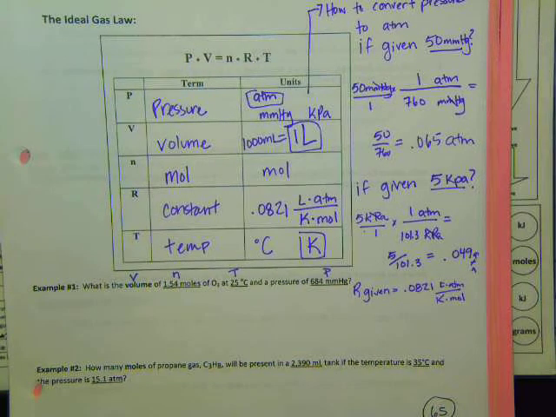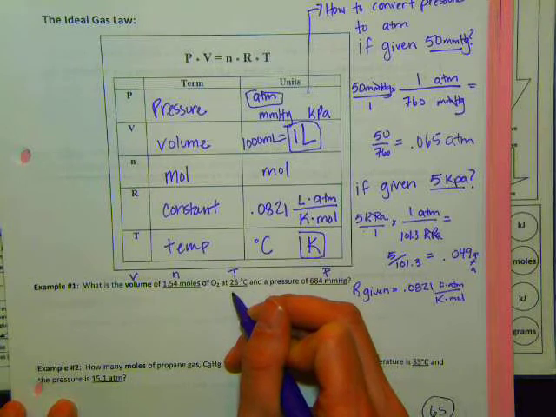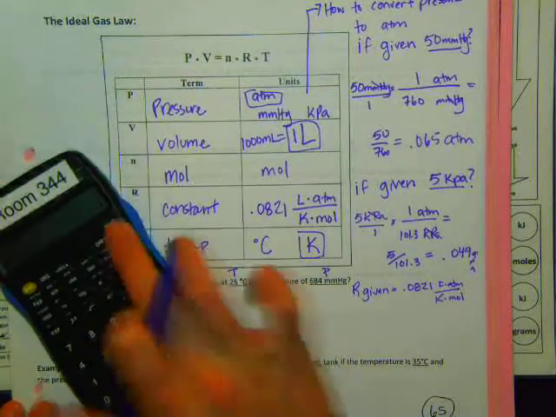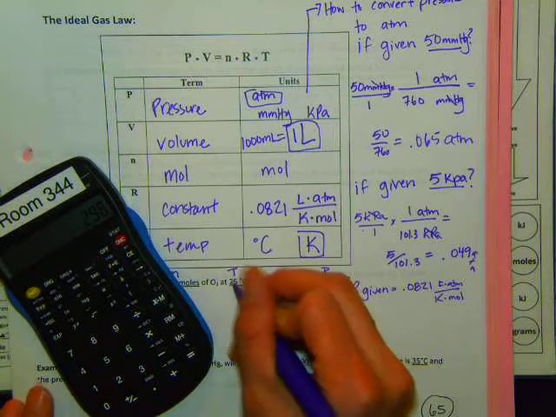Okay? What else is wrong with this? What do I have to fix before I start this problem? Peter? Change the Celsius to Kelvin. Yeah, how do I add 273 to 25? 273 plus 25 equals 298. So this is really 298.